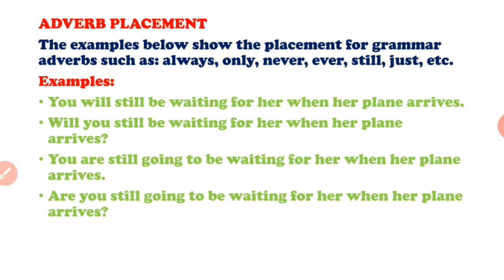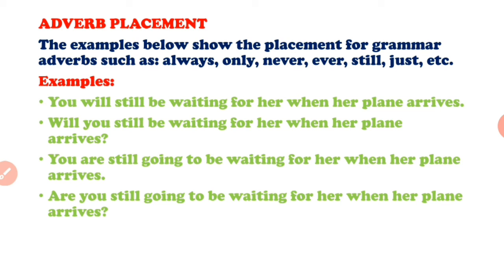Adverb placement. The examples below show the placement of grammar adverbs such as always, only, never, ever, still, just, etc. I think students, you may be very confused, or you are going to be very confused, because I had discussed the same thing with you in the simple future. That's why I'm telling you this one. Example: you will still be waiting for her when her plane arrives.